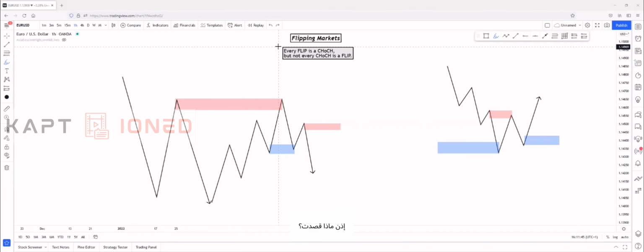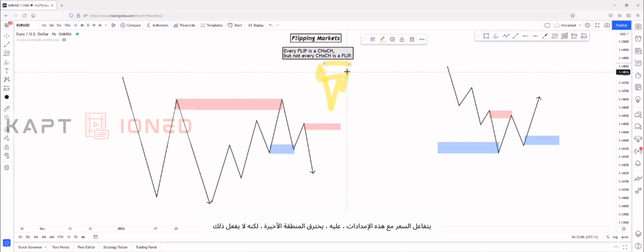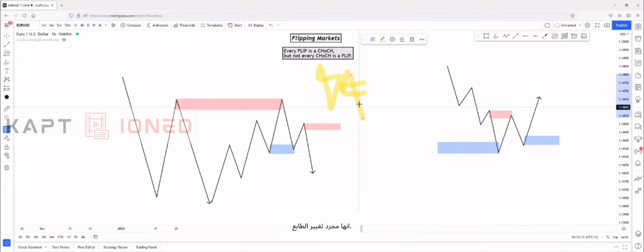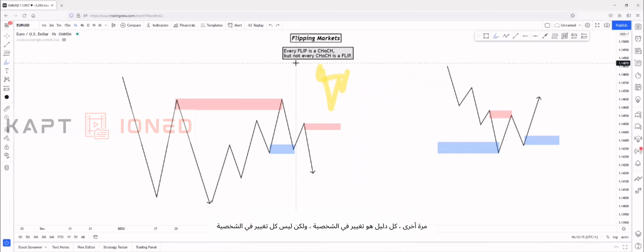So what did I mean by every flip is a change of character, but not every change of character is a flip? As you can see, a demand to supply flip also changes character here. It changes character to the downside. But a simple change of character does not flip anything. Let's say price reacts on this supply zone, it breaks through the last zone, but it doesn't react on that last zone, so it does not flip anything. It just simply changed the character. So once again, every flip is a change of character, but not every change of character is a flip.